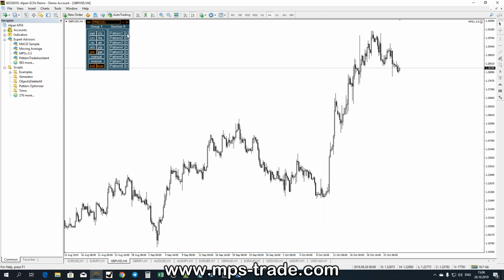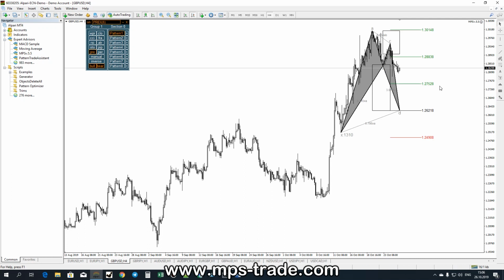Okay, let's enable the default pattern, and what we see here is the pattern with the following parameters. So the B point of this pattern is within the range of 0.3 to 0.4, and the C point of this pattern is within the range of 0.6 to 0.7. So let us specify these settings in the indicator.